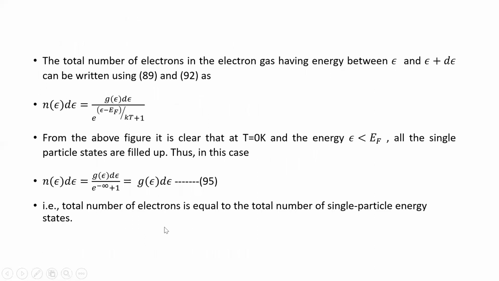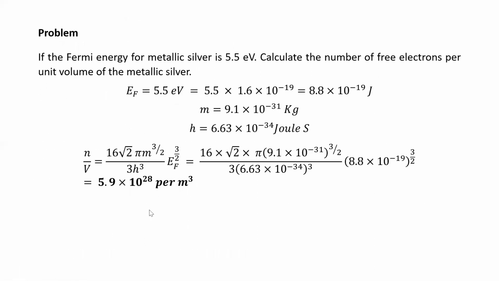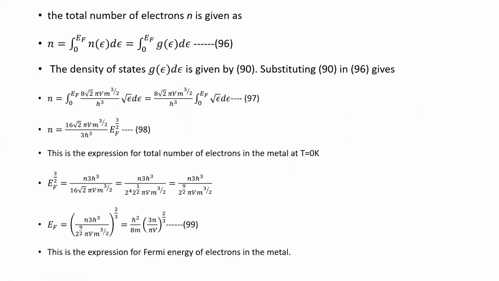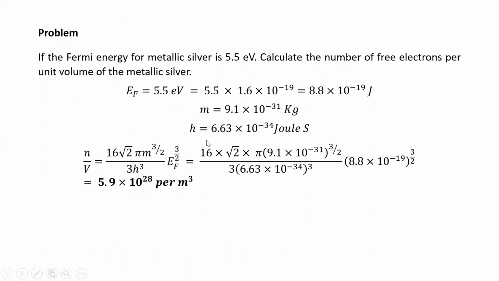So in the question, it is asked to calculate the number of free electrons per unit volume. So the expression can be obtained from 98 divided by V, N by V. So this is the expression for N by V and substitute the values. Then we will get this one. And doing the calculation, we will get the answer.